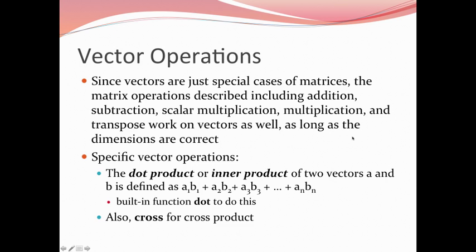Now, since vectors are just special cases of matrices, the matrix operations that we've described, including addition, subtraction, scalar multiplication, multiplication, and transpose, they work on vectors as well, as long as the dimensions are correct. We also have specific vector operations. The dot product, or the inner product of two vectors, A and B, is defined as A1 times B1 plus A2 times B2 plus A3 times B3, etc. And there's a built-in function dot to do this. Also, if you're taking a mechanics class and you know what a cross product is, there's a built-in cross to do that.